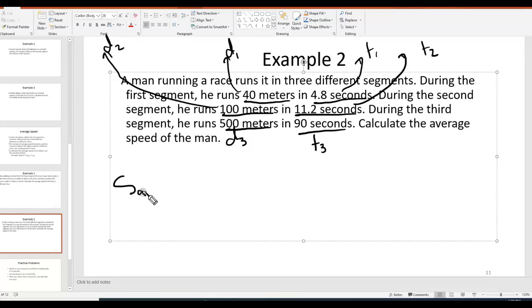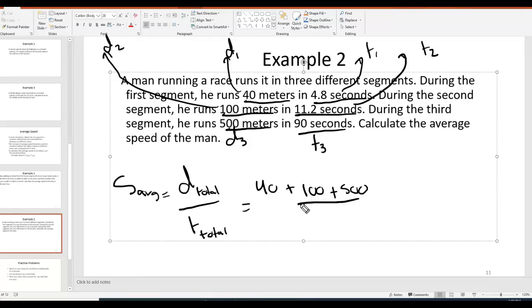So the average speed is going to be equal to the total distance divided by the total time. And while I write that out and plug in my numbers, again, I want to remind you this is a little bit different than constant velocity because technically speaking, we don't have constant velocity during the entire time because he's running faster in some segments than he is in other segments. And so we use the concept of average speed to help deal with these situations where we don't necessarily have constant velocity for the entire time period.